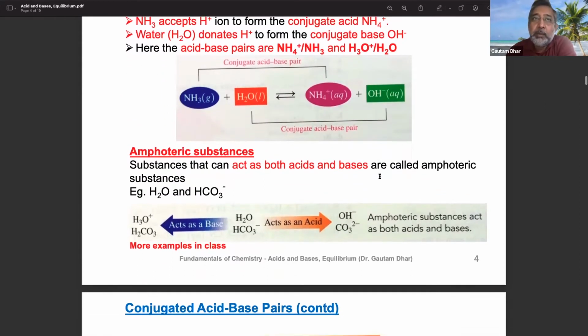Now we talked about amphoteric substances. Water is an amphoteric substance. We said that because water can take a proton and become H3O+, water can also lose or donate a proton and become OH-. So it can act both as an acid and a base. So that means these are like sponges. If you add acid, it will absorb the acid. If you add base, it will absorb the base. Even better is bicarbonate. So these are called amphoteric substances.